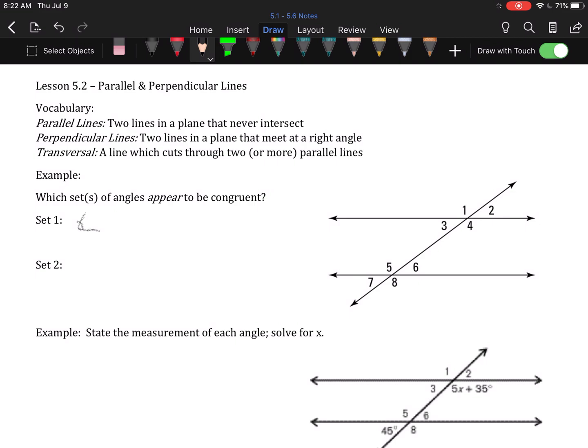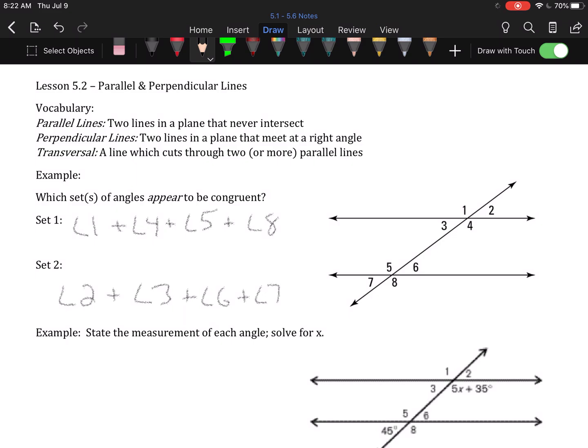So the first set would be angle 1 and 4 and 5 and 8. If you look at those, they all look to be pretty similar, as do angles 2 and 3 and 6 and 7. And you can see here we can indeed name angles using numbers. That's nice. So these look like they're the same.